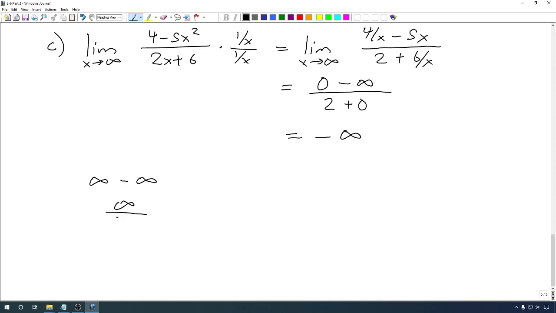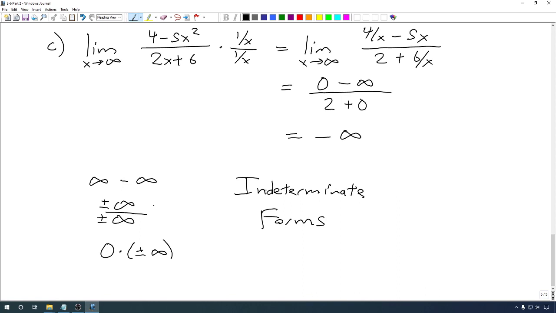Same thing with infinity divided by infinity, where one of those could be positive and one negative, or both could be negative. In that particular case, we have more to do. We have to think more about it. And even a case like 0 times either one of the infinities. Here, it doesn't immediately mean 0. It doesn't immediately mean infinity. All these are what we call indeterminate forms. If we run into one of these, we actually have to take a step back and try something different.